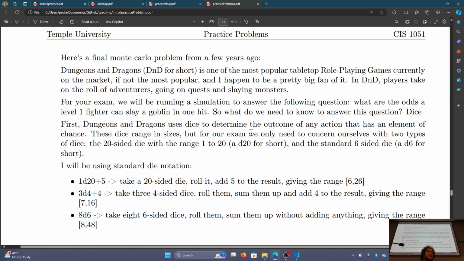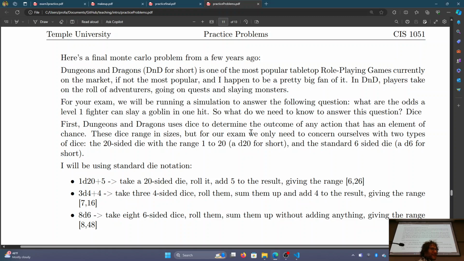In D&D, you take on the roles of adventurers, going on quests and slaying monsters. So for your exam, we'll be running a simulation to answer the following question, which is, what are the odds a level 1 fighter can slay a goblin in one hit? This is assuming, of course, we're just rolling dice and the DM isn't playing people intelligently.